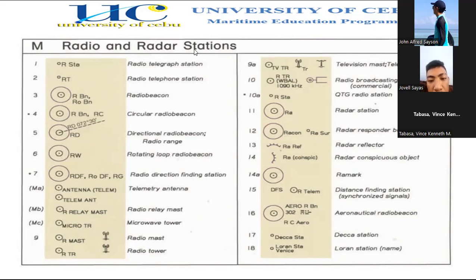13 radar reflector, 14 radar conspicuous object, 14A remark, 15 distance finding station, synchronized signals, 16 aeronautical radio beacon, 17 Decca station, 18 Loran station. Next.